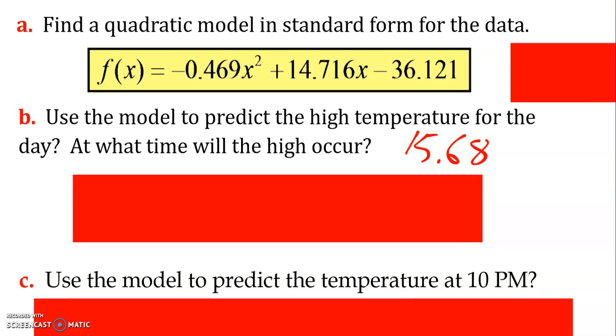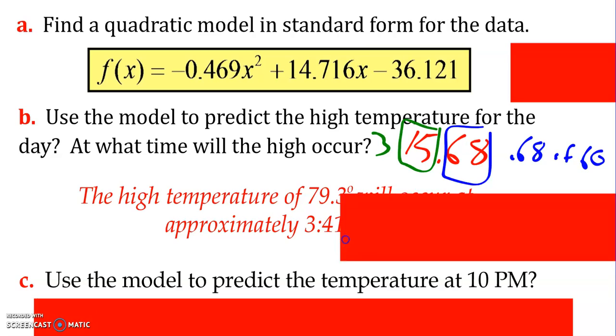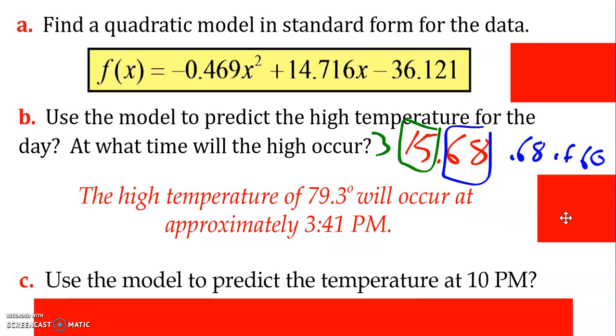Well, 15, that's going to be 3 p.m., right? 1500 hours is 3 p.m. But then 0.68, well, that's 0.68 of 60 minutes. So if I multiply that by 60, that'll actually give me the minutes. So 68% of a 60-minute hour is what that would turn into. So when we do that, hey now, at 3:41, that's when we'll get our high temp of 79.3.